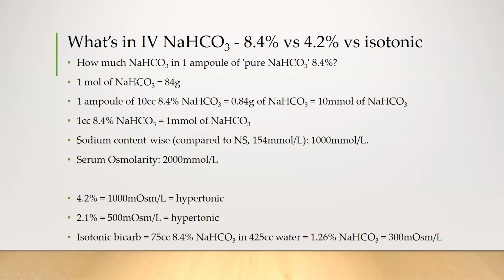Now, if we look at the atomic weight of sodium bicarb, 1 mole is equivalent to 84 grams. Now, 1 ampule of 10 cc, 8.4%, meaning 8.4 grams in 100 cc. So 1 ampule, which is only 10 cc, will give you 0.84 grams of sodium bicarb. And in that small vial of 10 cc, you have 10 millimoles of sodium bicarb. So actually, it comes down to 1 cc equivalent to 1 millimole of sodium bicarb.